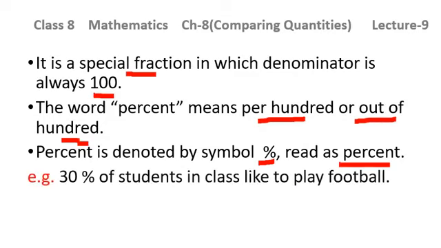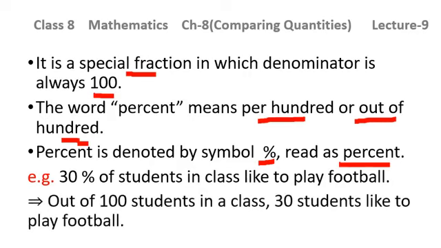For example, let us now interpret the percentage in terms of statements. For example, 30% of students in a class like to play football. What is the meaning of this given statement? It means that out of 100 students in a class, taking 100 students as a whole, 30 students like to play football. This is the interpretation of the above statement.